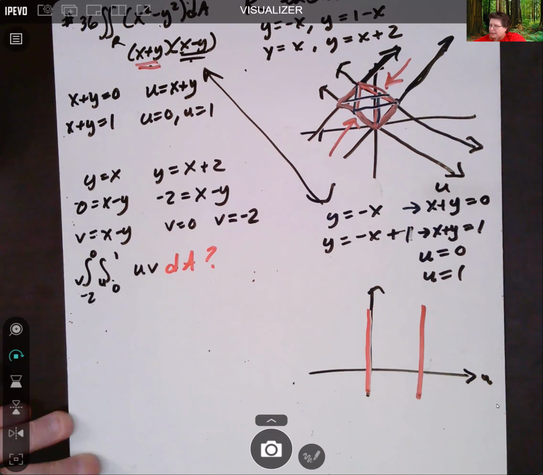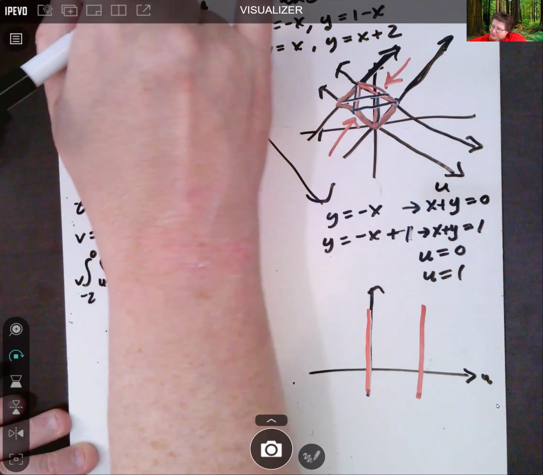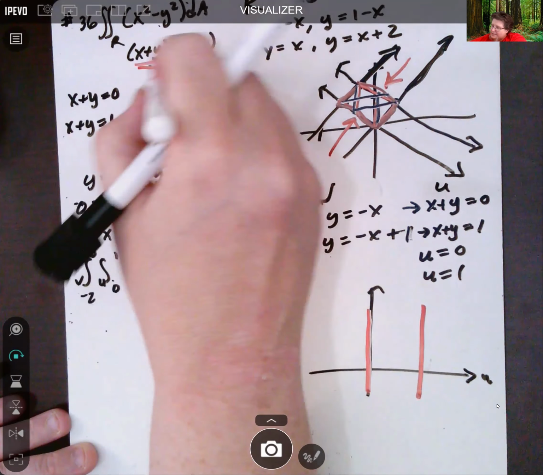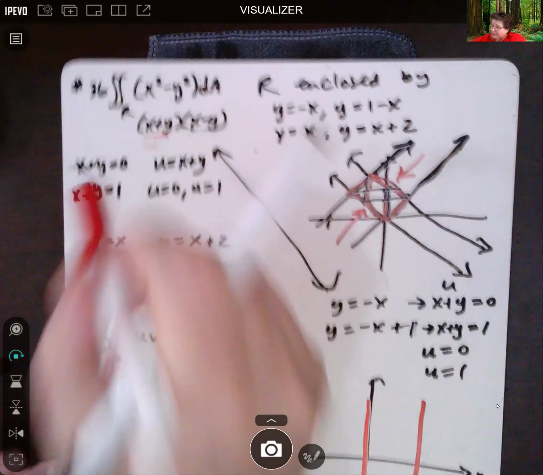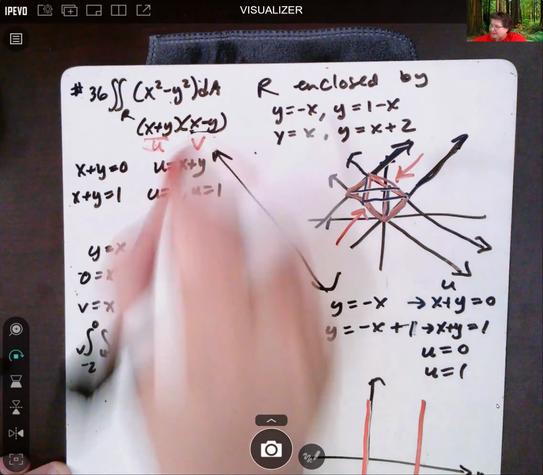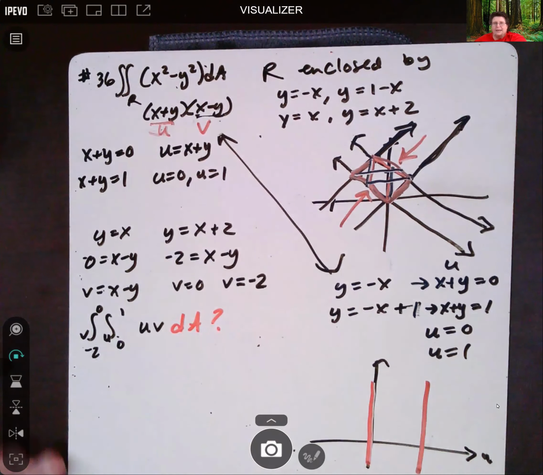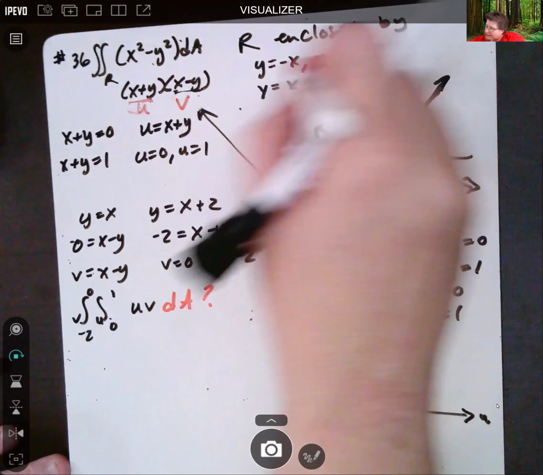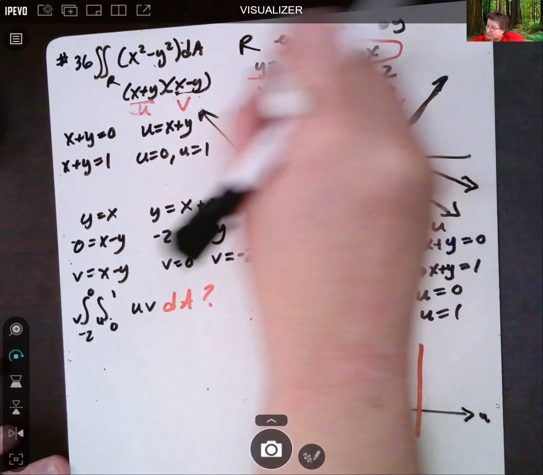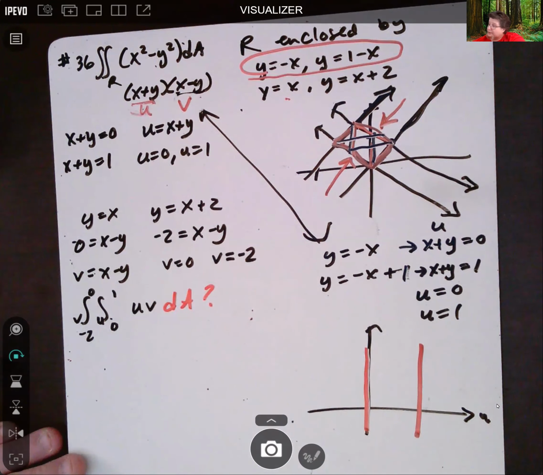Then I'm like, well, can I do the other one? Can I get the x minus y map? If I can, this turns into an easy problem. If this is u and this is v, I just have this integral right here. So can I make it x minus y? I've already dealt with the top line. I've dealt with those. So I'm looking at y equals x and y equals x plus 2.